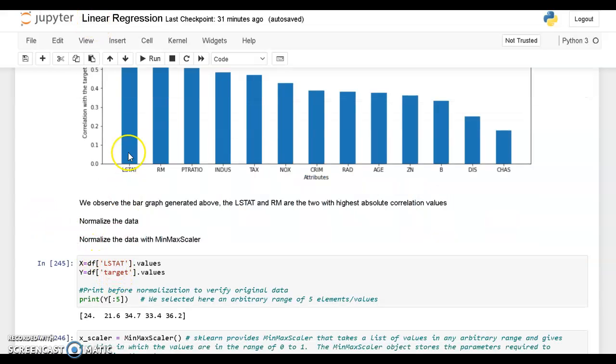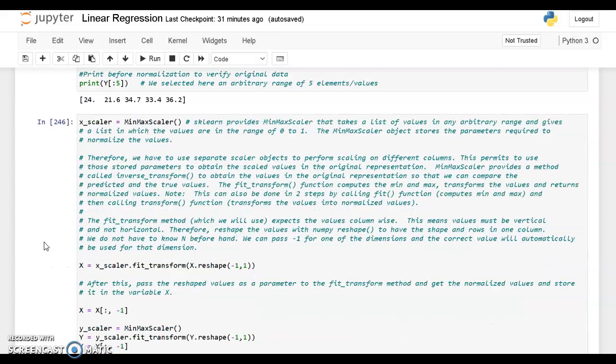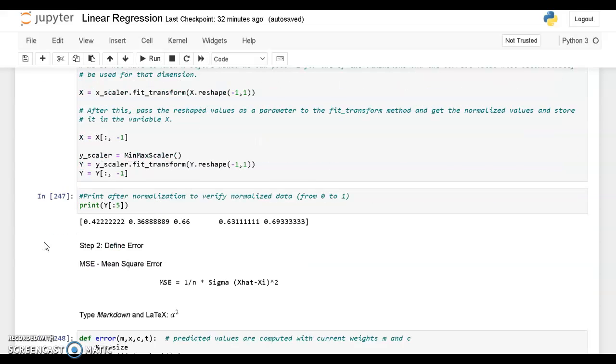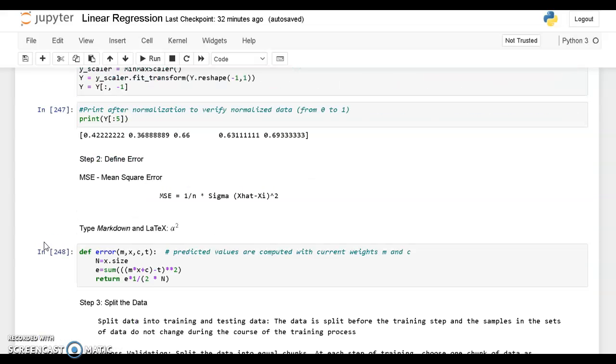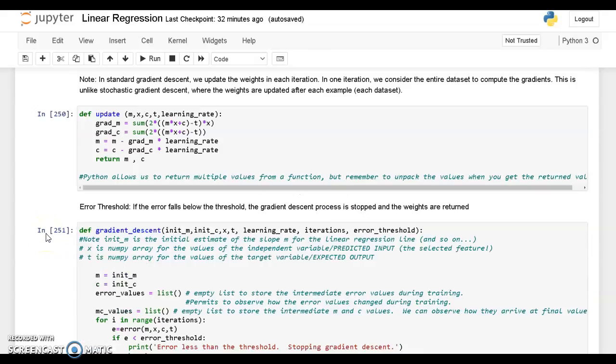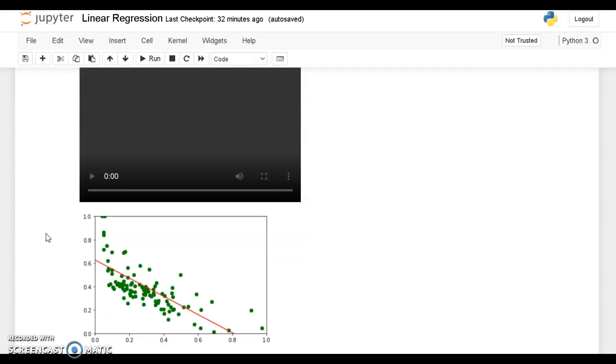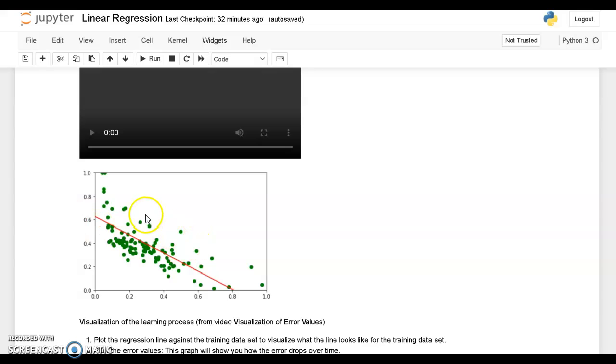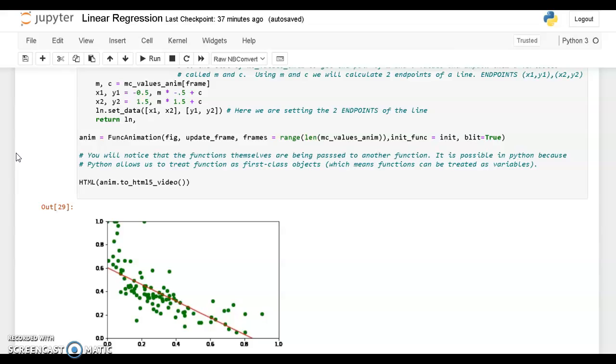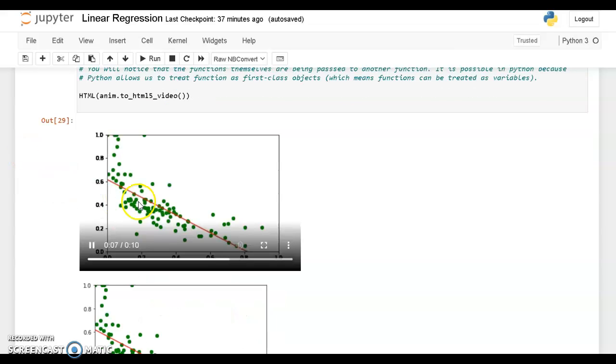Taking into consideration the highest one, the LSTAT, the highest correlation, we proceed to do this training and testing. We do our manipulation of variables, min max scaler, normalization, mean square error for the loss function, cost function, etc. So keep on scrolling, and we get our graphs. This is an example of one of those graphs. So now we have our plot animation over here.